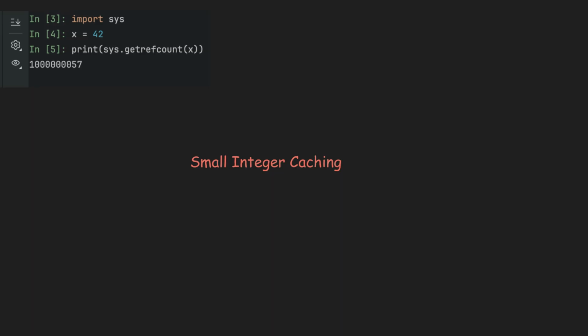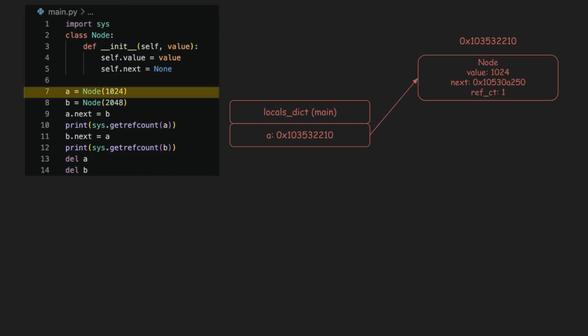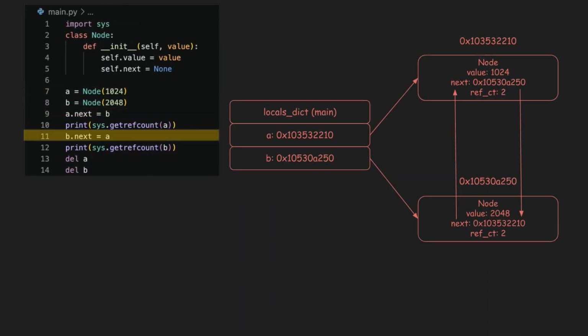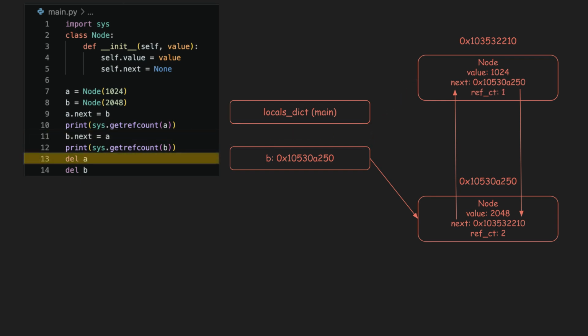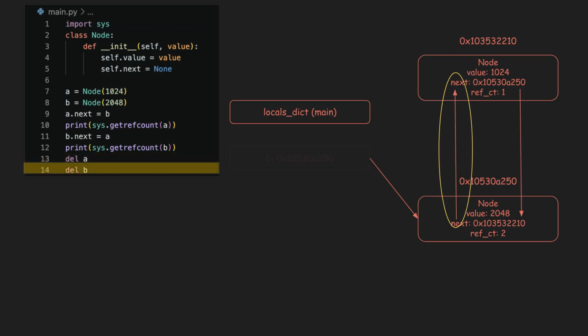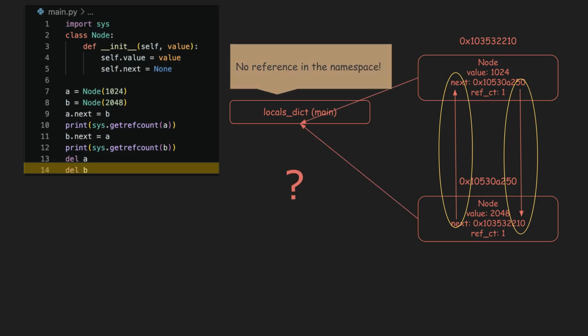Now, as useful as reference counting is, it isn't perfect. Consider two nodes of a linked list. Node A points to B, and B points right back to A. Now suppose we delete A. The reference count of node A is still 1, because the next attribute of B still points to it. So node A isn't deleted. Next, we delete B. The reference count of node B is also 1 because the next attribute of A still points to it. So node B isn't deleted either. The variable names are gone, but the objects continue occupying memory on the heap. This is exactly the kind of situation that reference counting alone cannot solve.